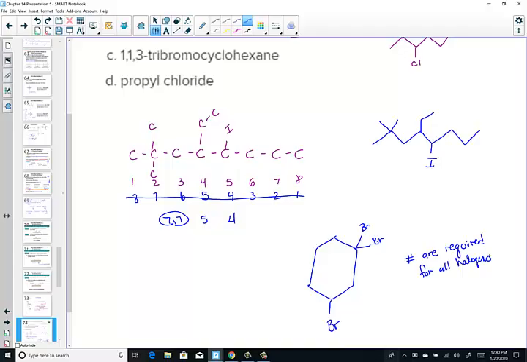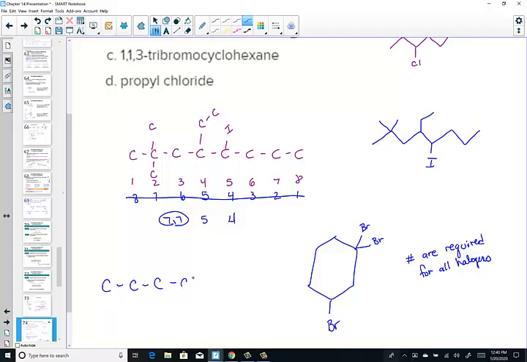When there's more than one halogen, I have to tell you where they're located. So if you had just heard me say bromocyclohexane, you knew there was 1 bromine on it. Could have been any of the 6 carbons. But since there's more than 1 bromine, I have to tell you the location of all of them. So that's why you see 1, 1, 3, all 3 numbers required to tell you the positions of those 3 halogens.